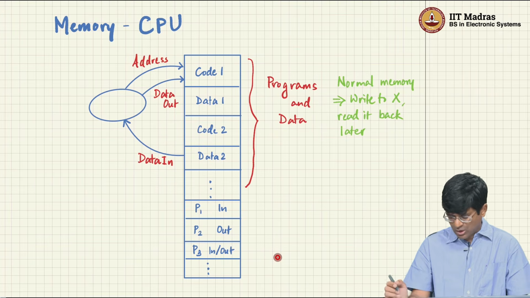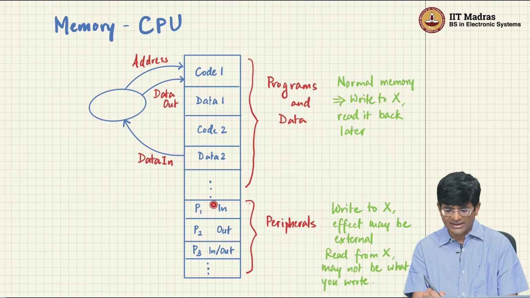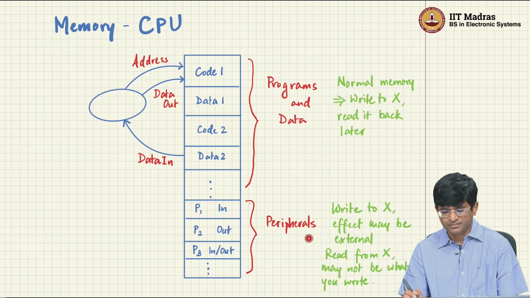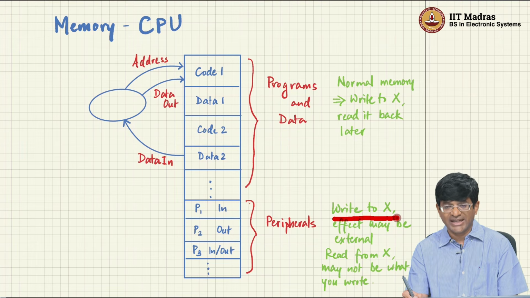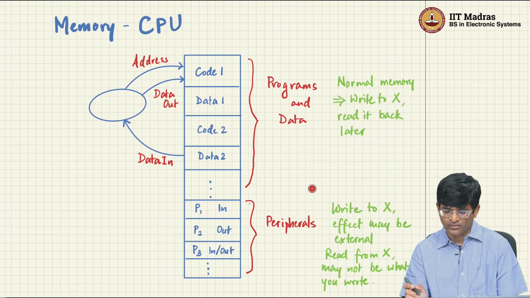Okay, so apart from all of that, at the bottom of the memory, I have marked this thing that I call peripherals. And in a peripheral, if I write to address X, the effect may be external. That is to say, if I write out to P2, chances are that it's not just storing a value somewhere in a physical location, it's actually maybe drawing something on the screen or writing to a printer or just causing a blip on a speaker, something of that sort.